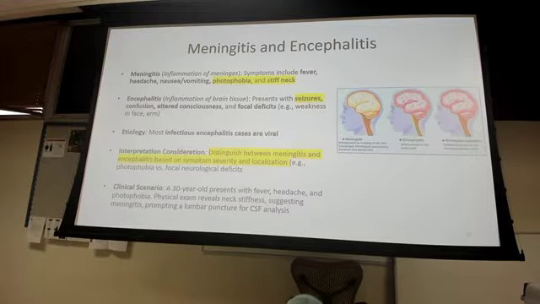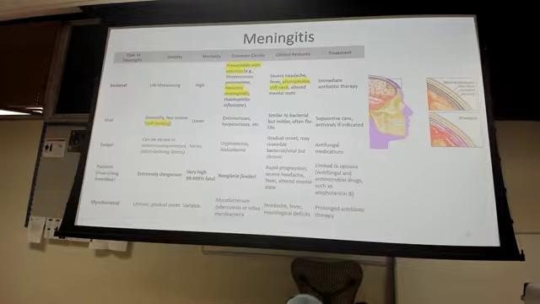Meningitis and encephalitis. Meningitis is inflammation of the meninges. The symptoms include fever, headache, nausea, vomiting, photophobia, and stiff neck. Okay, encephalitis: seizures, confusion, altered consciousness, and focal deficits. All right? Yes, I think I did come up with a question for meningitis as well. And here it is broken down.